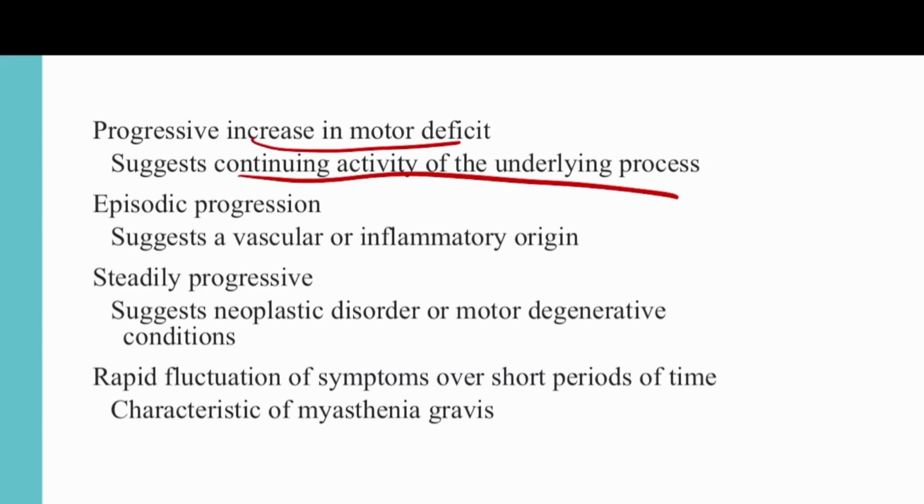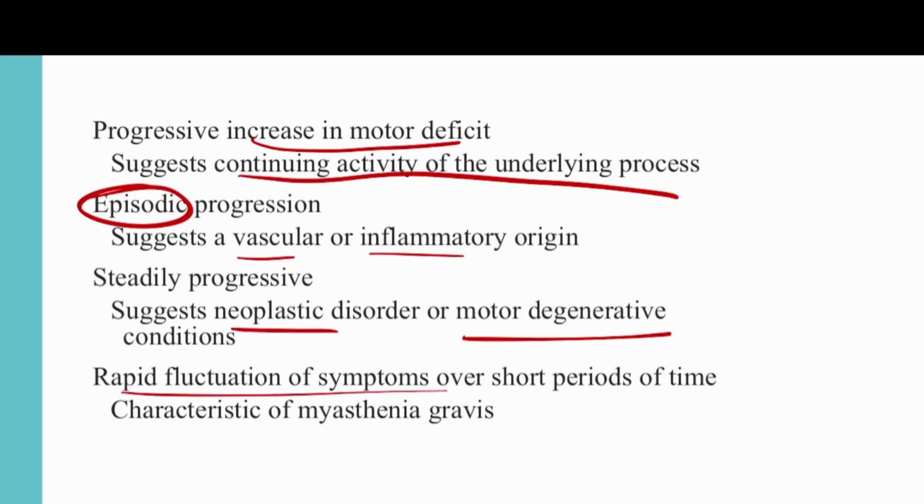If the progression is episodic, you have flare-ups and remissions, vascular or inflammatory origin. If it's steadily progressive, just getting worse and worse as time goes on, it could be a neoplastic problem or some motor degenerative conditions. If they have rapid fluctuation of symptoms over a short period of time, that will be myasthenia gravis, and we'll go through that today.